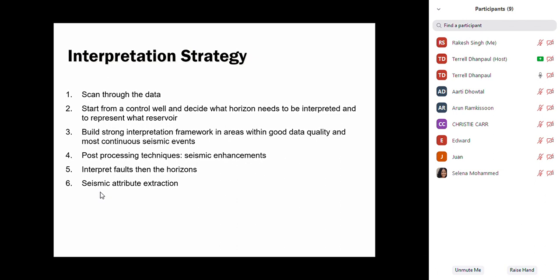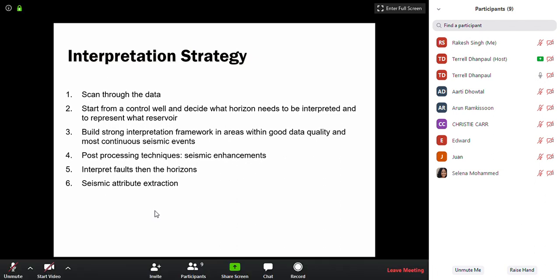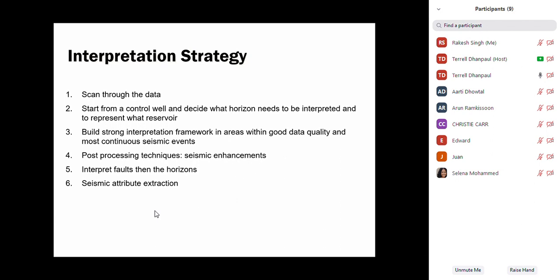You build an interpretation framework where the data quality is good, and then you move outwards into the bad areas. To the edges of the data set, typically data deteriorates. All right, so you want to build your interpretation framework in the good data, in the good areas, and then move out.